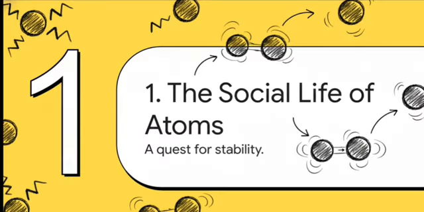Okay, first up, the social life of atoms. You can kind of think of it like this. For most atoms, being alone is a really high-energy, high-stress situation. They're basically just buzzing with this nervous energy, always looking for a way to calm down, to find a more stable, low-energy state. It's all about finding that stability.